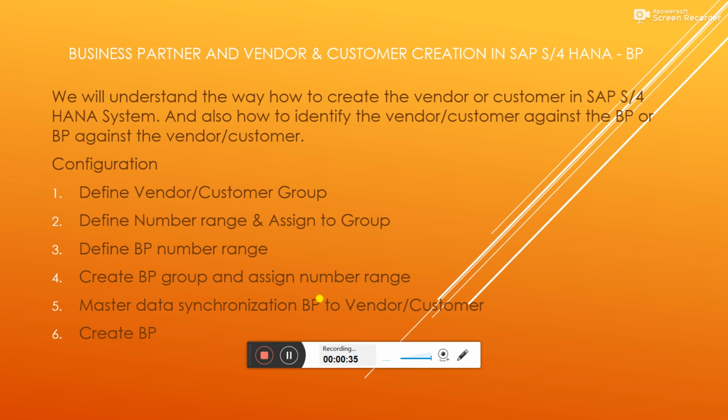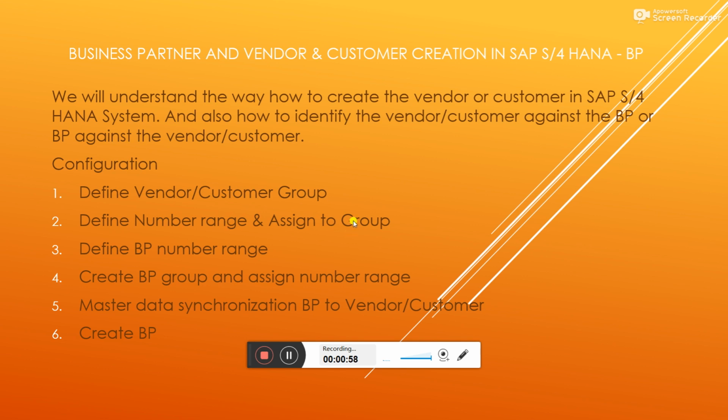Okay, so this is a bit different, but it's very easy. There are a few other additional steps we can see in ECC. Traditionally, we normally define groups of a vendor or a customer, and we know how to do that, and we define number ranges for the vendor groups or customer groups, and we assign them.